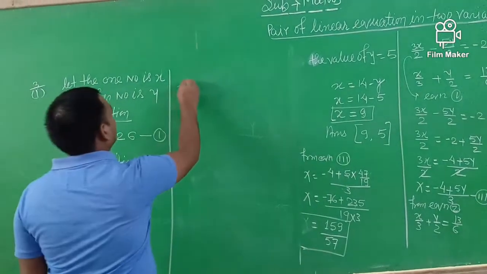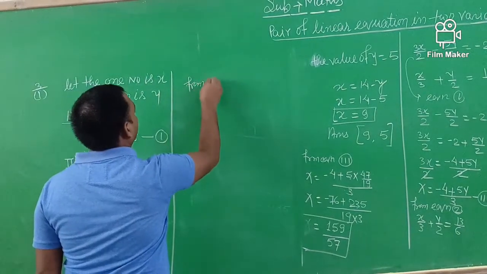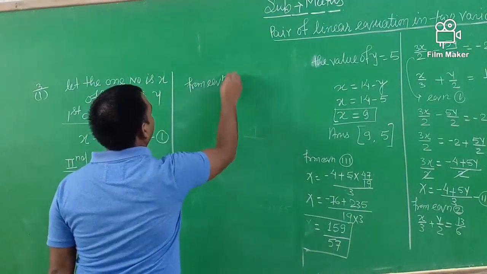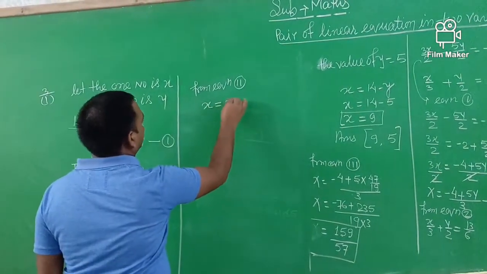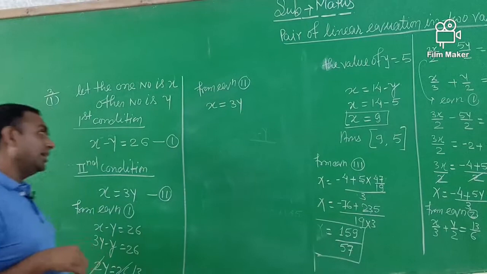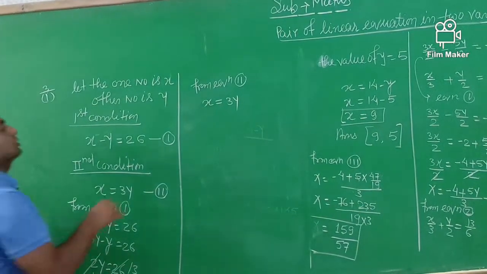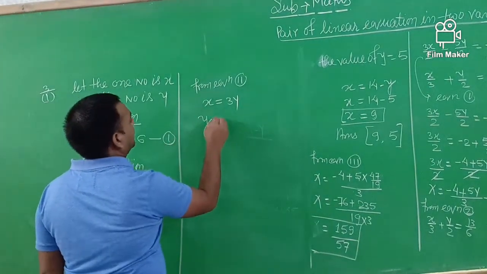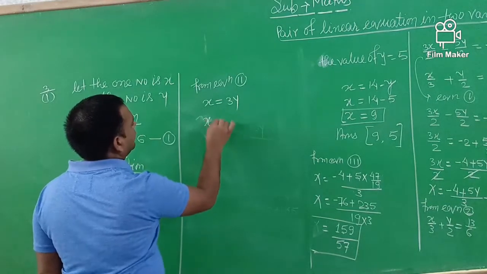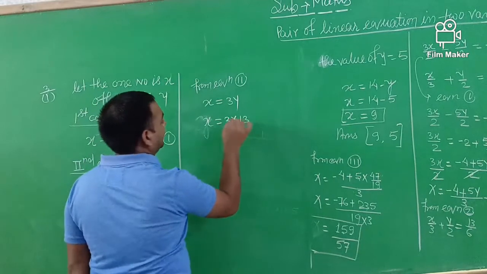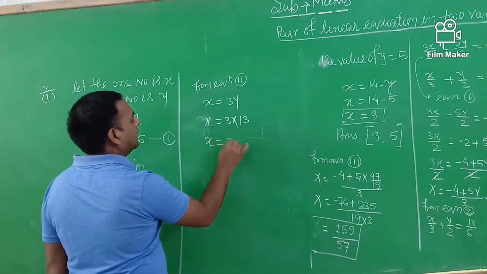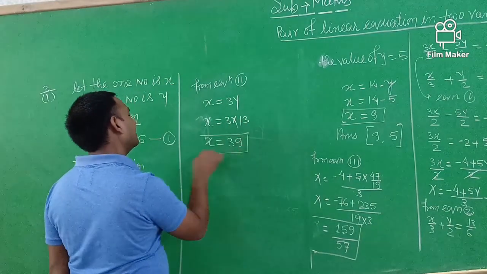Then from equation number second, it is given that x is equal to 3y. Here you put the value of y. So x is equal to 3 into y. The value of y is 13. So x is equal to 13 3s are 39.